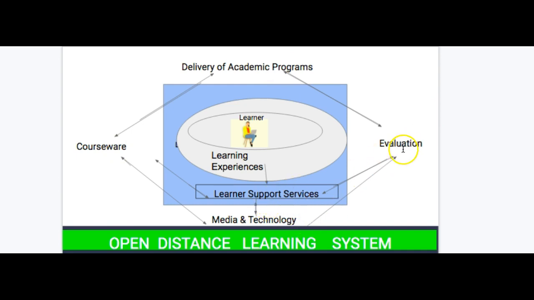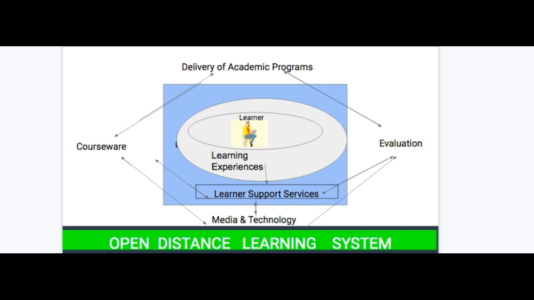There is a two-way communication between the learner support system and the other components given over here. Each of these components influences the learner support system, and the learner support system in turn influences these components. This is the basic given in this slide, and this is the crux of the presentation, that is, the place of learner support services in open and distance learning.